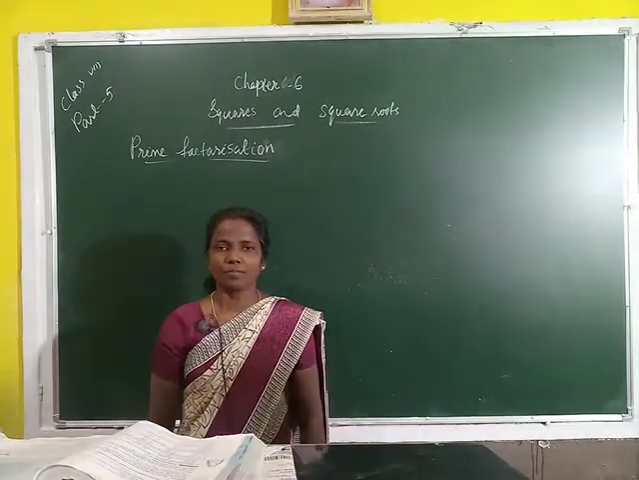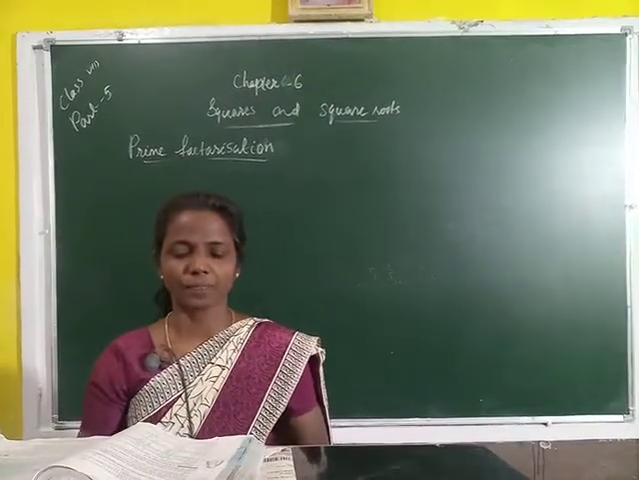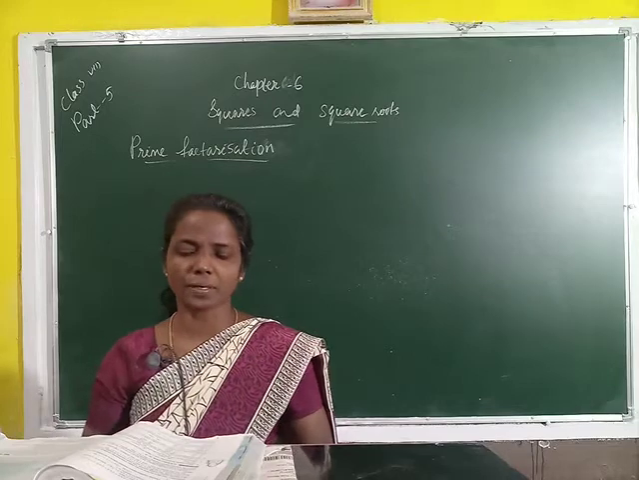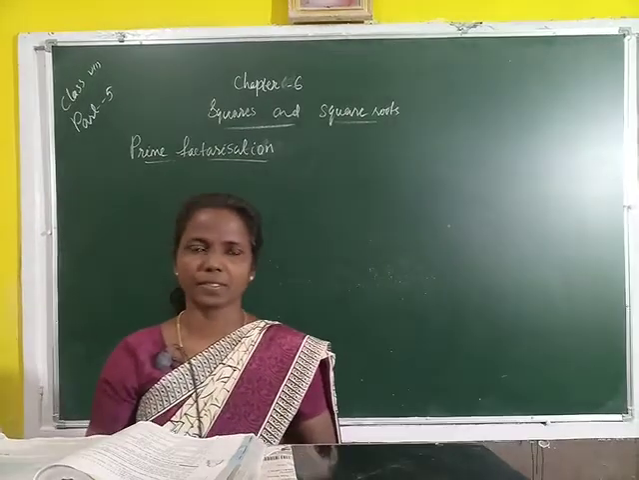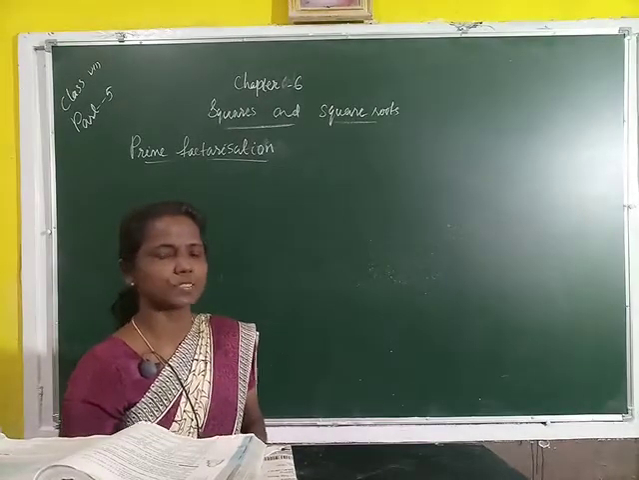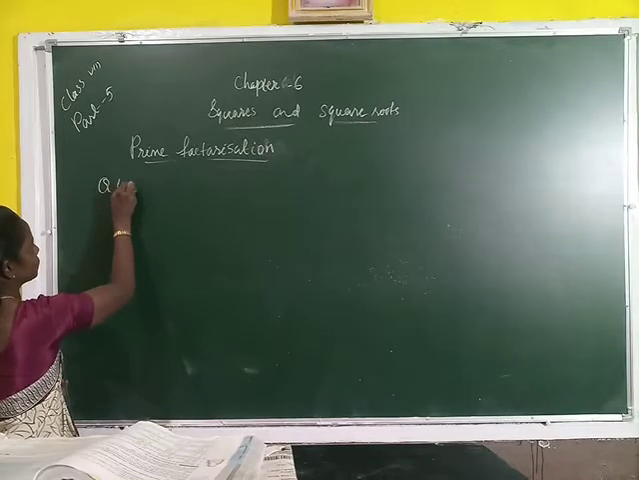Next, prime factorization. Question number 4. Find the square root of the following numbers by the prime factorization method. Here we find the square root by the prime factorization method. First question, 729.